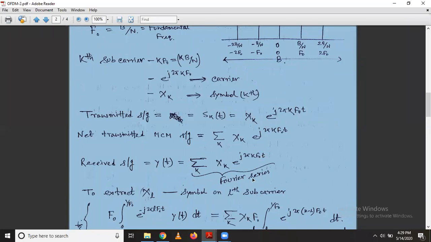So it looks like a Fourier series in discrete. Summation means discrete. Integration means it's a continuous signal. So it is a discrete Fourier series kind of expression.